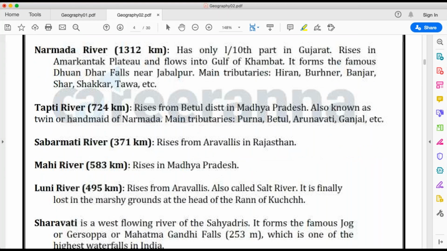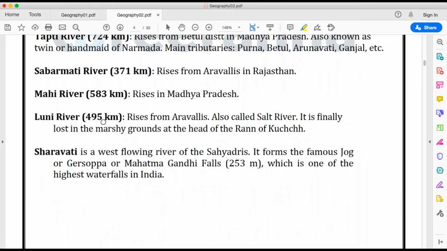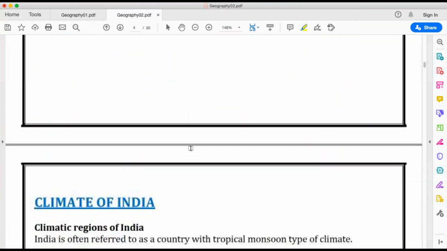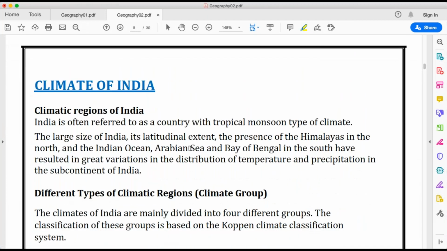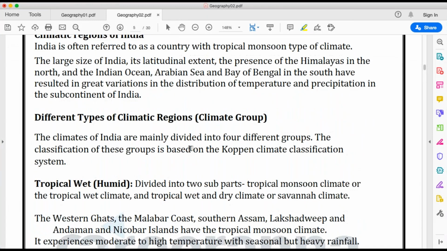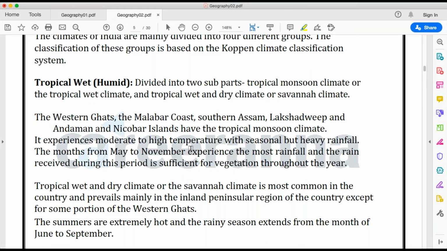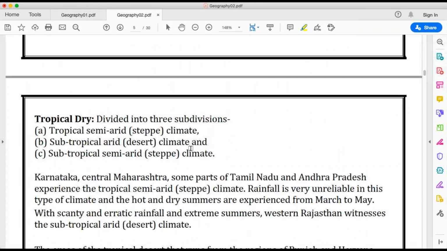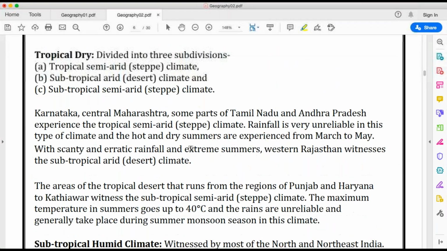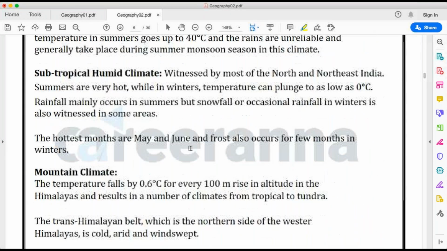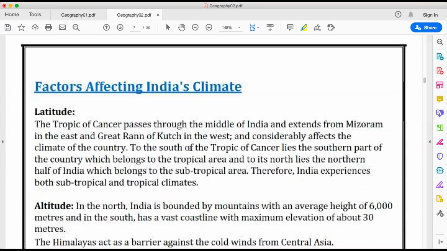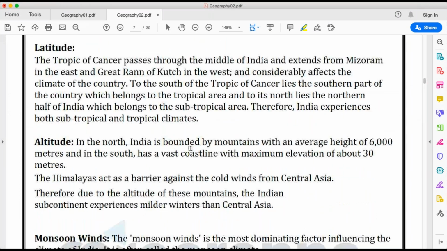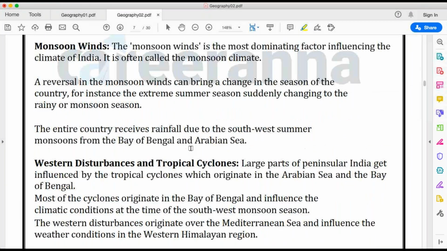Moving ahead, rest everything you can skip about the rivers. You don't need to remember 495, 583, 371. These numbers, skip it. You don't need to remember. Climate part, skip it, skip it, skip it. You can skip climate. Not important. Factors affecting India's climate, you can skip it.